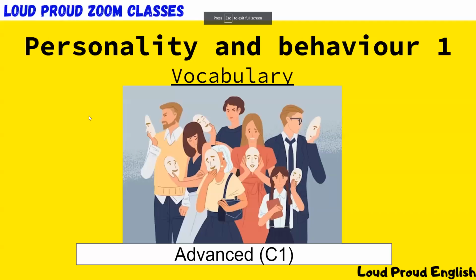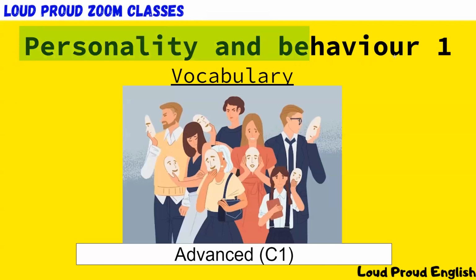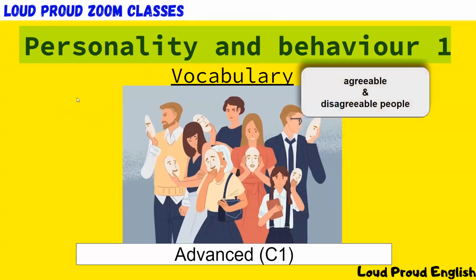We are going to do some vocabulary. Today's topic is personality and behavior. That's personality and behavior. This is a big topic, so we're just going to do one part of this. We're going to focus specifically on agreeable people and disagreeable people. That's agreeable people and disagreeable people. Now, what does this mean? What am I talking about?